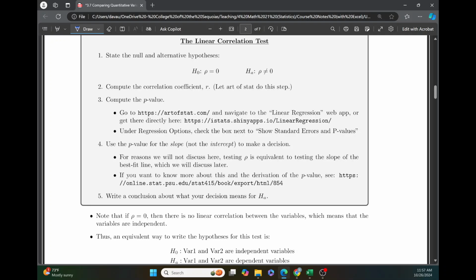It is possible to run a left-tailed or a right-tailed test here, but Art of Stat does not allow us to do that. So we'll just stick to two-tailed tests, and that's fine because we can tell if the trend is positive or negative by looking at the scatter plot. So we don't really need to run a left-tailed or a right-tailed test anyway, so we'll just stick to the two-tailed test.